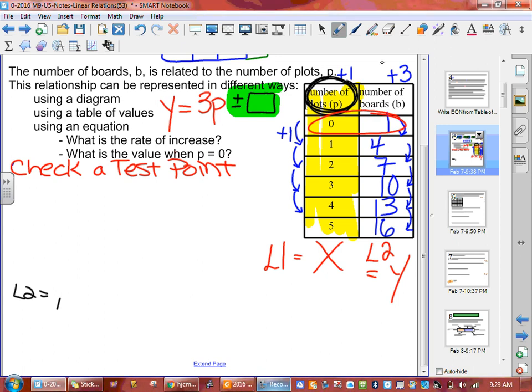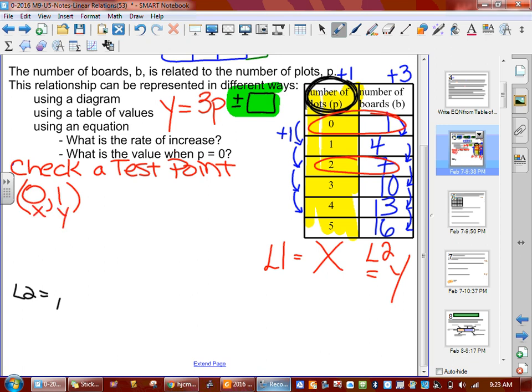So I could use 0 and 1 together. They have to be used across. Or I could use 2 and 7 together. I could use 5 and 16. Whichever numbers I want, but I have to use the same ones. So I'm just going to use 0 and 1 to start with. If I'm using 0, 1, that's a test point. That means 0 is my X and 1 is my Y. So I have a 0 for an X number, a 1 for a Y number.